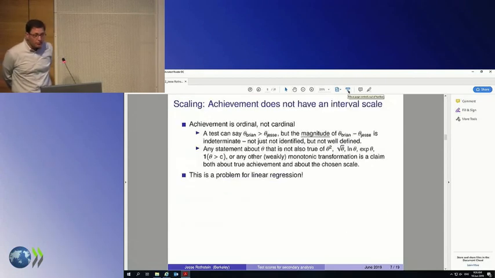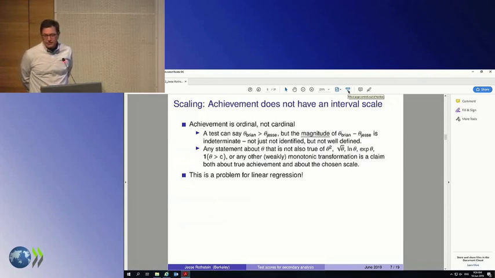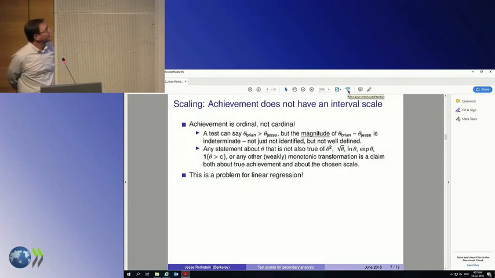So the fundamental problem here is that achievement is defined ordinally. We can say, without any sort of extra assumptions, that Brian's achievement is higher than Jesse's achievement. That's a totally defensible neutral statement. Okay? What we can't say is anything at all about the magnitude of the difference between Brian and Jesse.